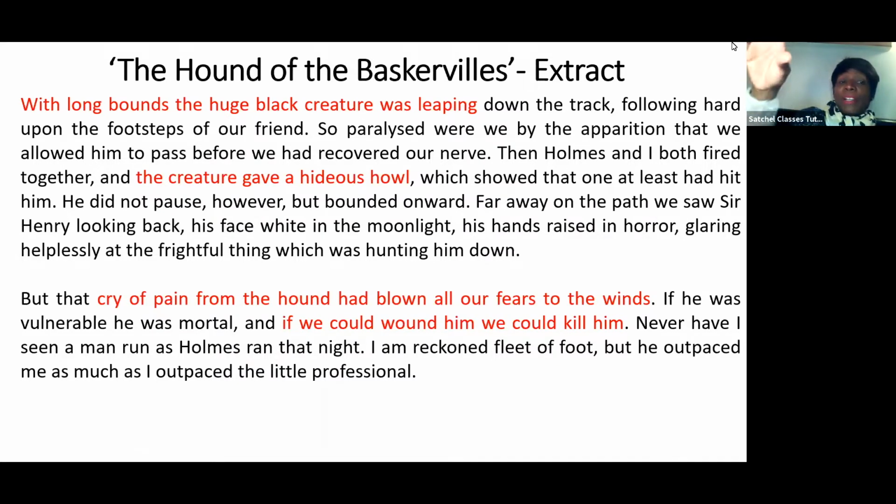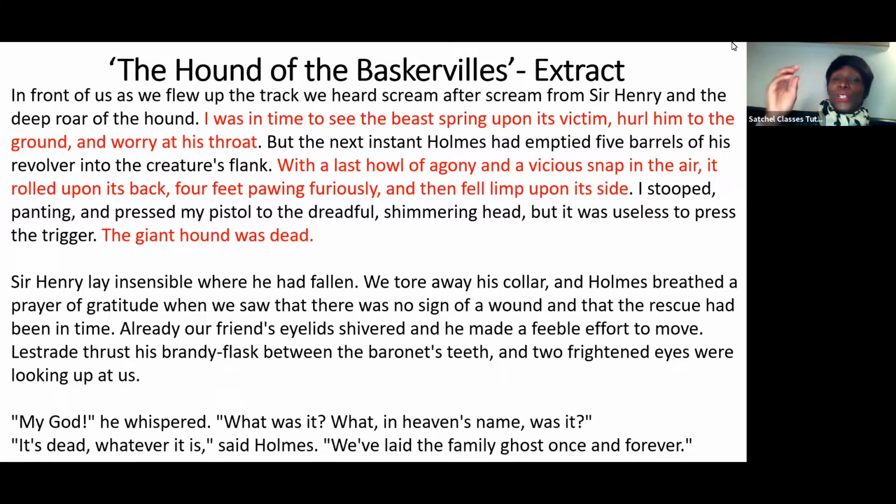Far away in the path we saw Sir Henry looking back, his face white in the moonlight, his hands raised in horror, glaring helplessly at the frightening thing which was hunting him down. But that cry of pain from the hound had blown our fears to the winds. If he was vulnerable, he was mortal, and if we could wound him, we could kill him. Never have I seen a man run as Holmes ran that night. I reckoned fleet of foot, but he outpaced me as much as I outpaced the little professional. In front of us, as we flew down the track, we heard scream after scream of Sir Henry and the deep roar of the hound.